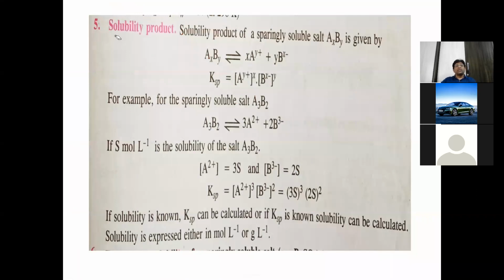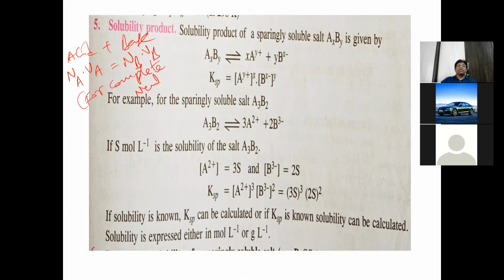Now the next one. One more concept we have to understand here, when we add some acid and base: for acid, normality of acid into volume of acid must be equal to normality of the base into volume of the base we have taken. Now this is for complete neutralization. What is the condition required here?